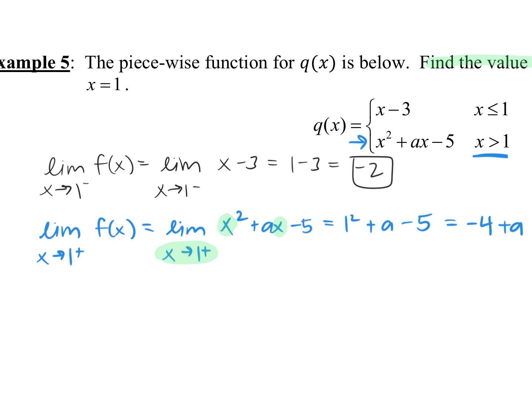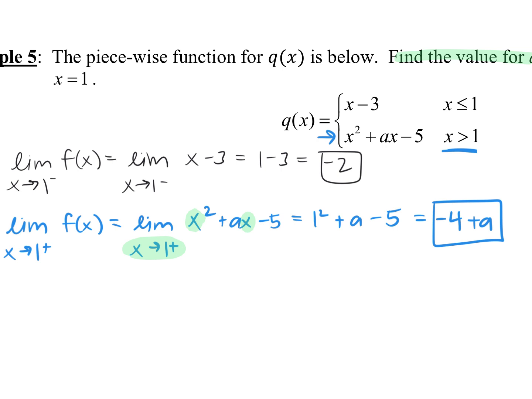How are we going to solve this? Set them equal to each other, right? So I know that these have to be equal to each other in order for this to be continuous. So I can go ahead, negative 2 equals negative 4 plus a. Quick little one-step equation. What does a equal? 2. Thanks for catching my errors.